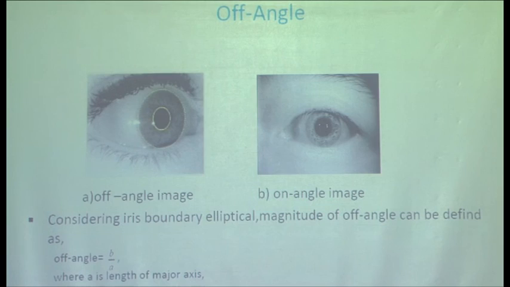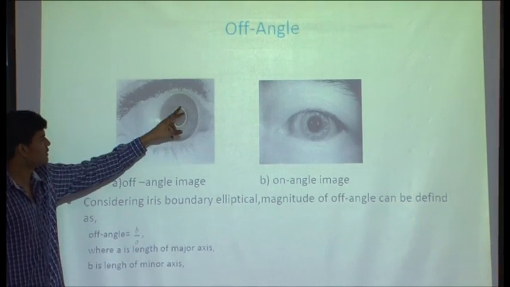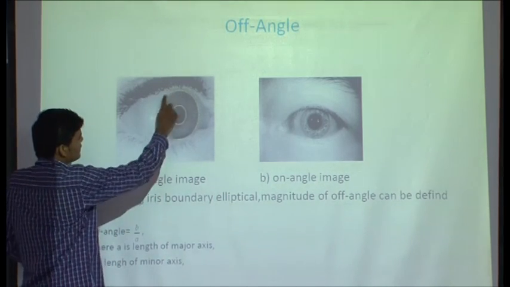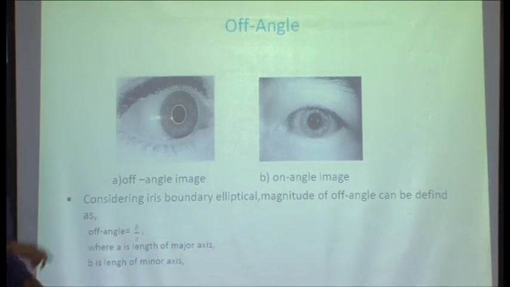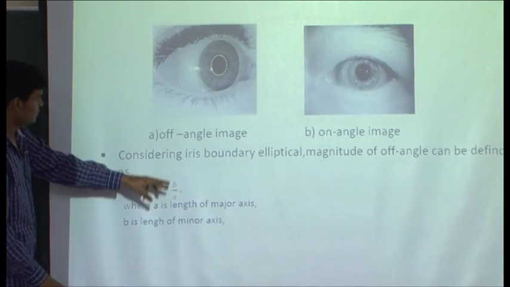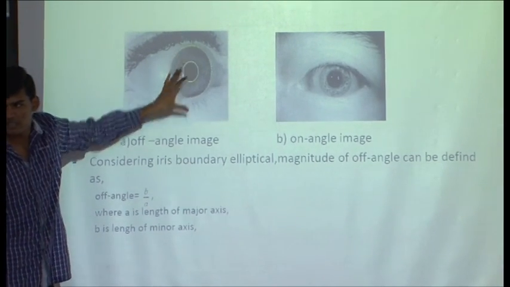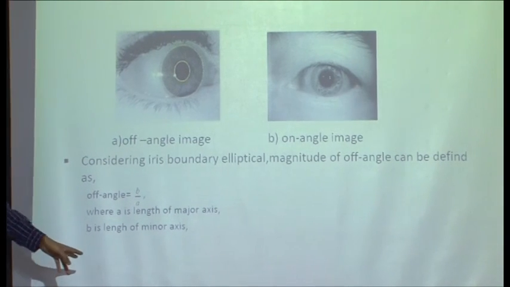While doing the segmentation, this is the off-angle image. We have clearly seen that these 2 parts are not circular. These are ellipses, and will be considered as off-angle. You will calculate the eccentricity of the ellipse. I am considering the ratio of the minor axis to the major axis of this ellipse, the length of this part divided by the length of this part. That will give me the off angle.